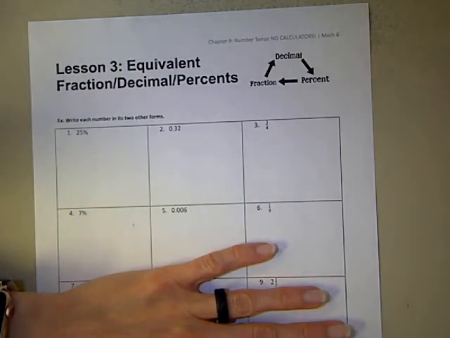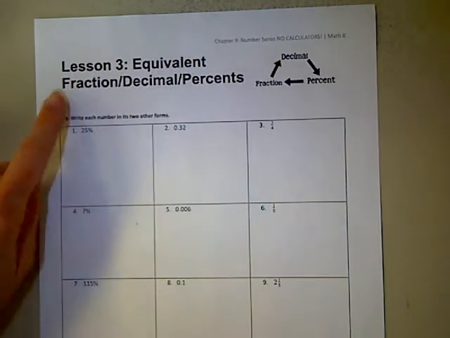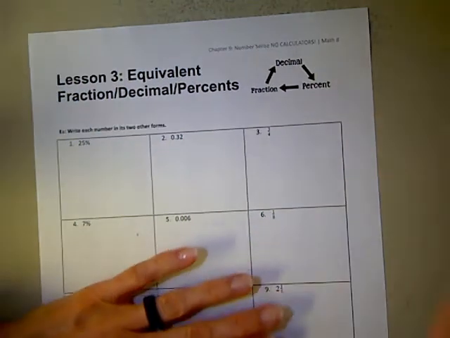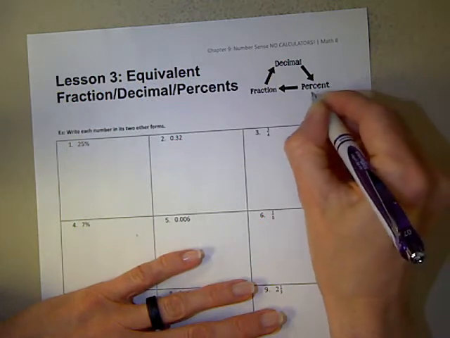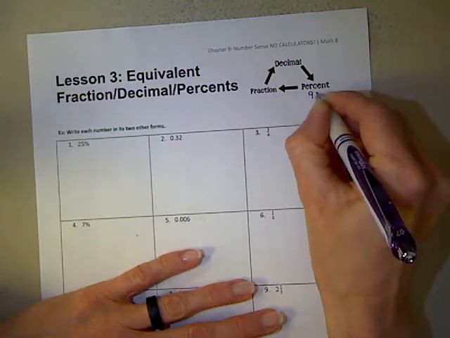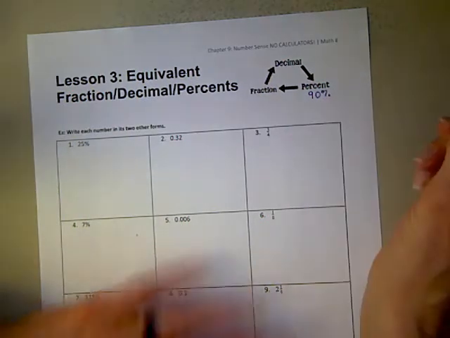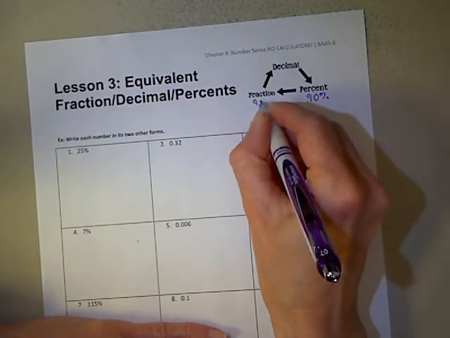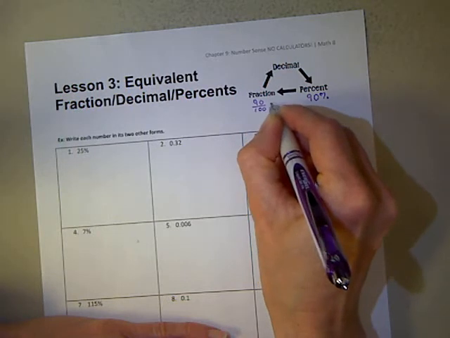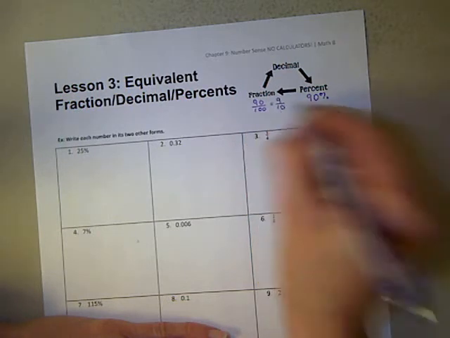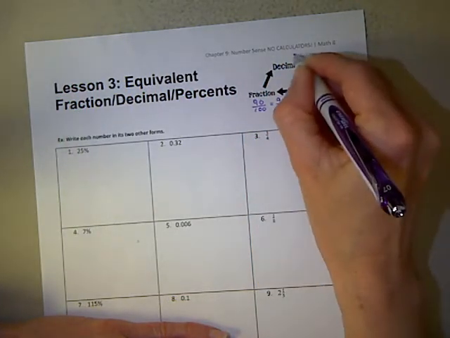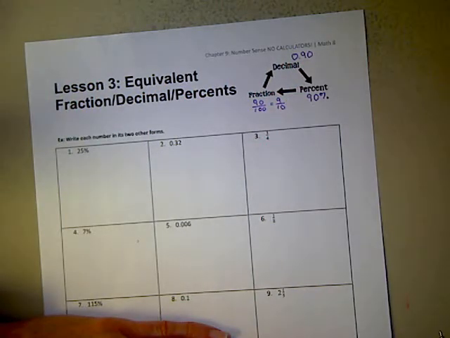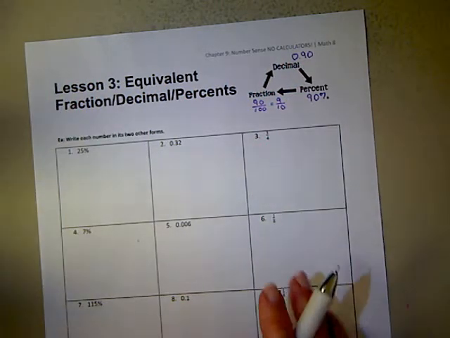Okay, get out chapter 9 notes, turn to the last section, lesson 3, equivalent fractions, decimals, and percents. So, a percent would be like 90%. Okay? The fraction of that would be 90 over 100, which reduces to 9 over 10. And the decimal of that would be 0.90. Okay? So we're going to work with all of these today.